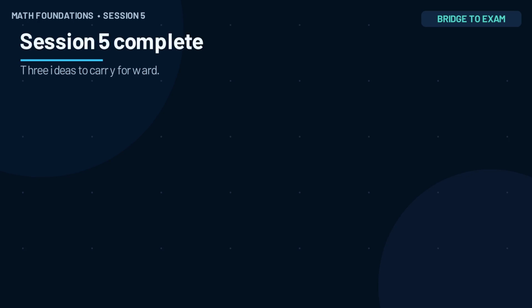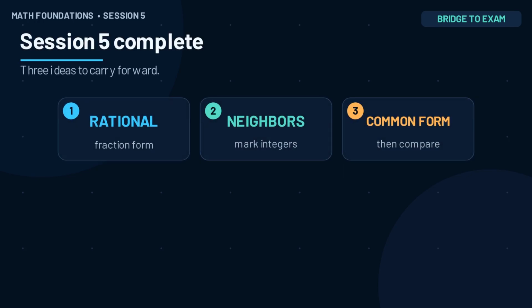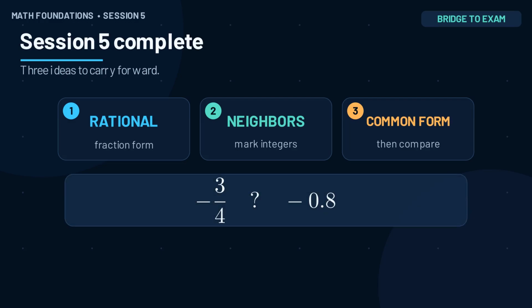Let's recap. Integers, fractions, and terminating or repeating decimals can all be rational. Mark surrounding integers before placing a value, and convert numbers to a common form before comparing. For a quick check, negative 3/4 equals negative 0.75, which is greater than negative 0.8.